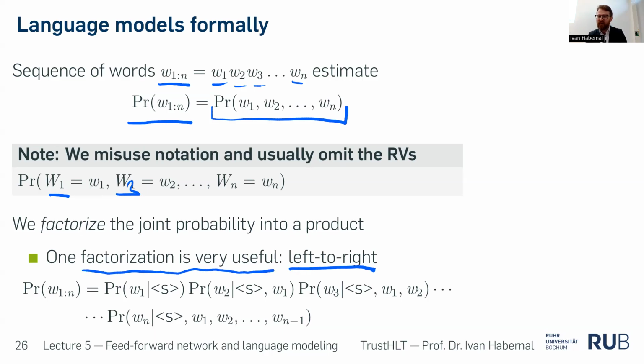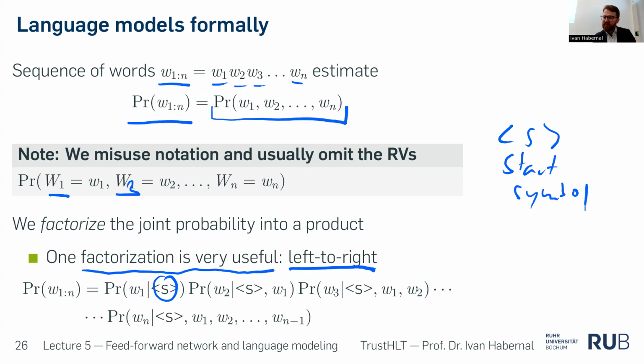One factorization is actually quite useful, which is left to right. We're going to factorize this into a product of conditional probabilities. So the S, what could this S be? We just introduced something very awkward here, some symbol S. What could that be? Maybe sentence? Not at all. We call it a start symbol, something artificially added.